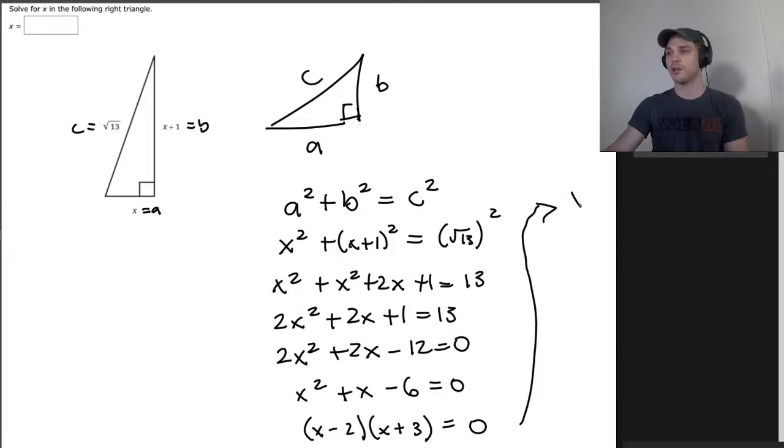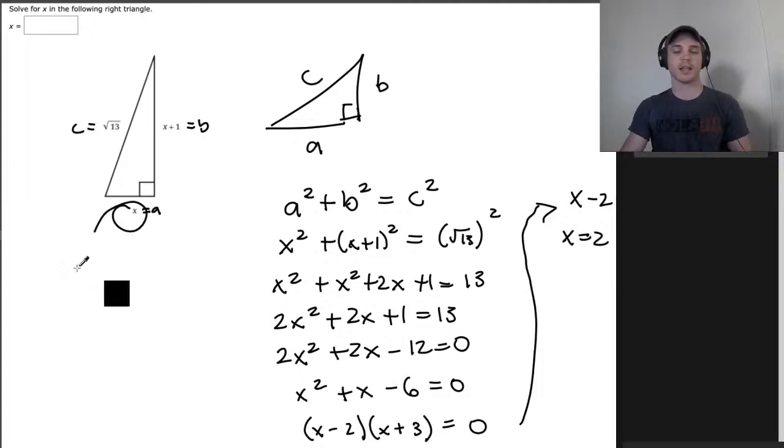I know that either x minus 2 equals 0 or x plus 3 equals 0. And if we solve this, by adding 2 to both sides, I get x equals 2 or x equals negative 3. Now let's think about this in context.